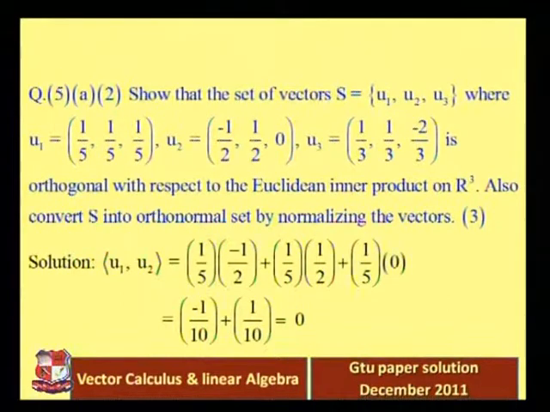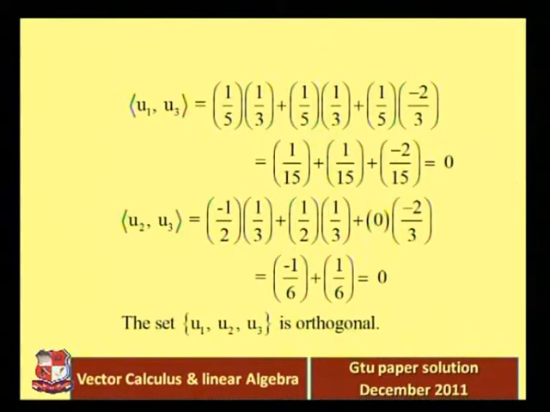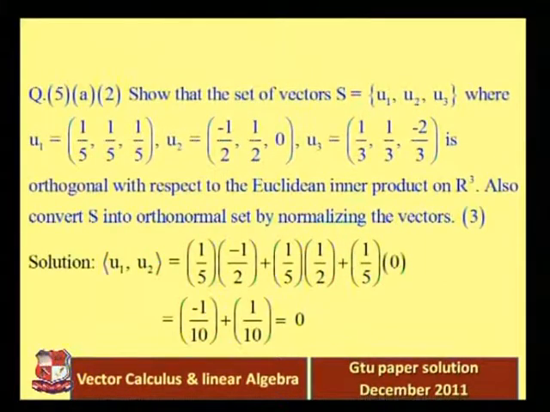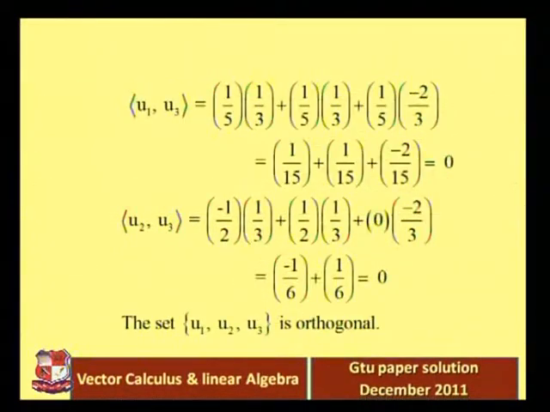Now next, the inner product of u1 and u3. That is u1 dot u3. So 1/5 times 1/3 plus 1/5 times 1/3 plus 1/5 times -2/3. So that is 1/15 plus 1/15 minus 2/15, which is equal to 0.